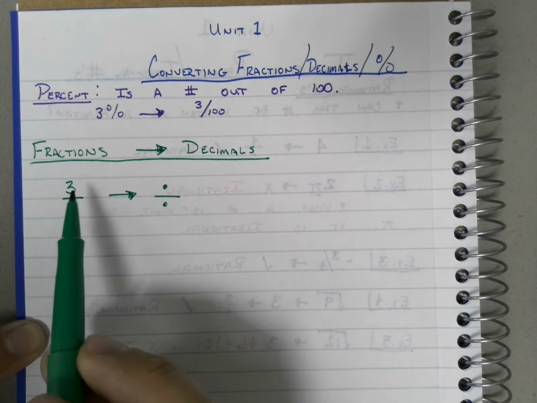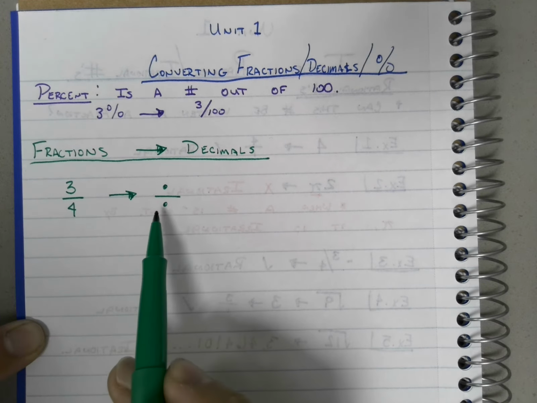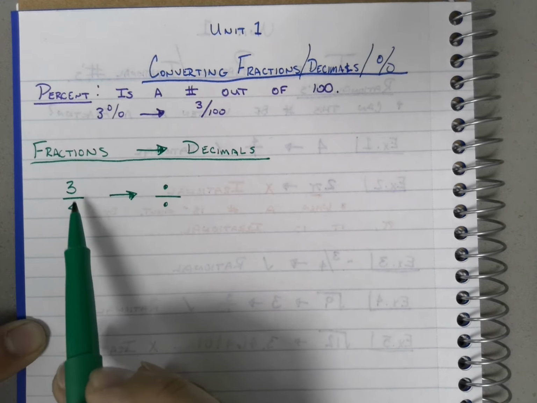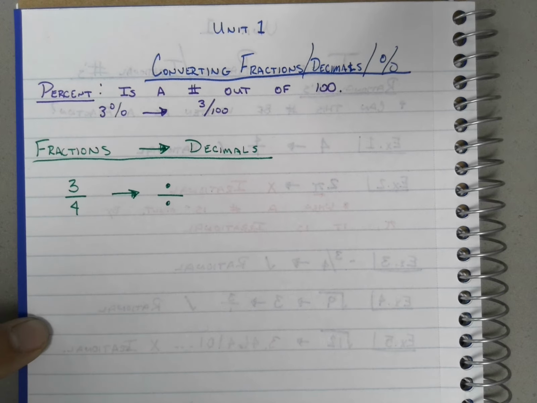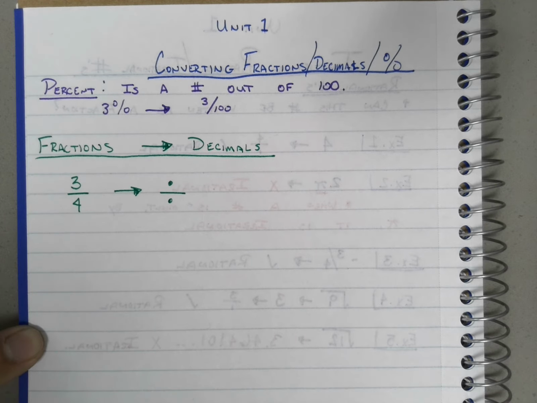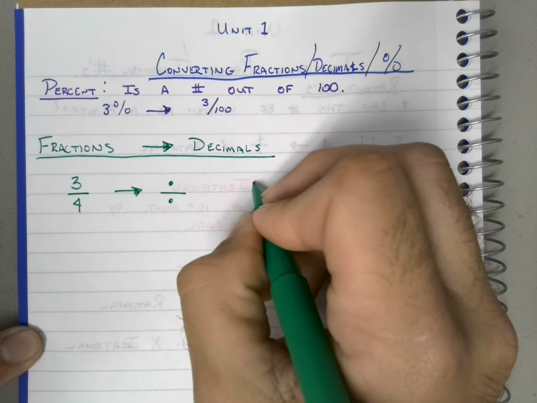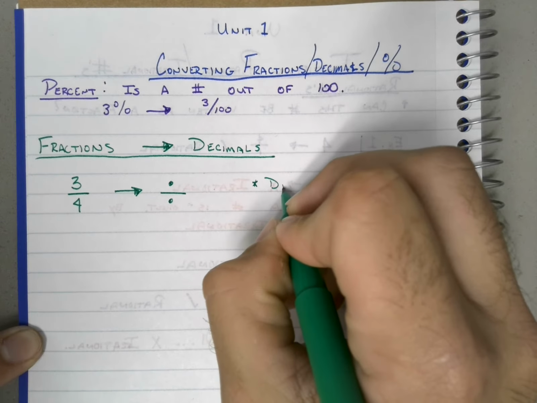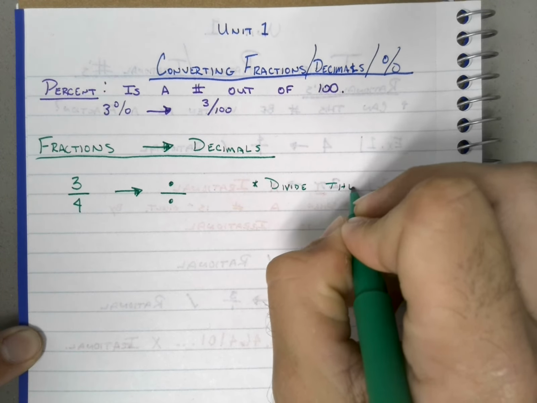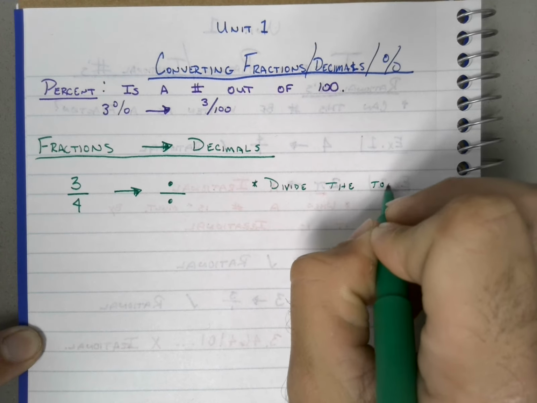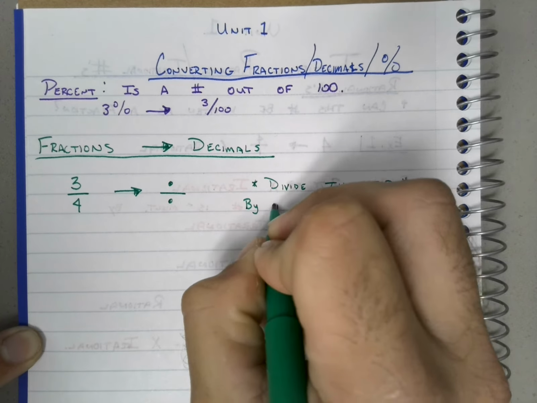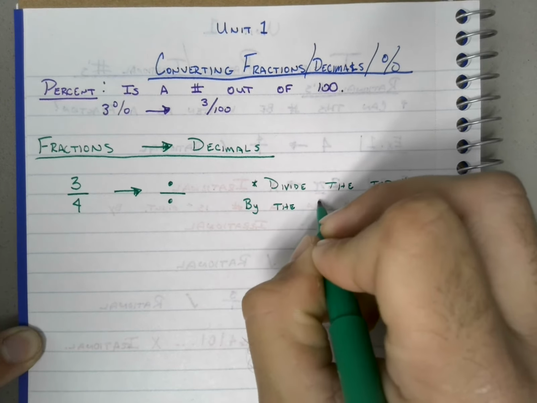Because all I'm doing is replacing the 3 with this dot and the 4 with that dot. So a fraction can look kind of like a division sign. So when we see a fraction, we should think division. All right. So when we change a fraction to a decimal, what we're going to do is divide the top number, which is called the numerator, by the bottom number, which is the denominator.